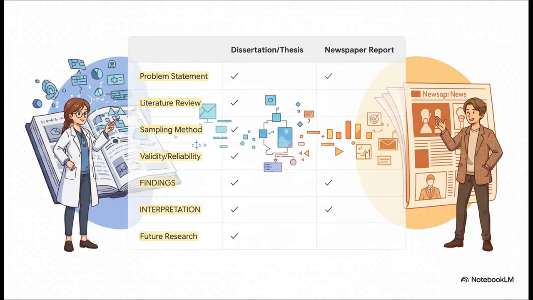Okay, this table tells the whole story. Look at what gets left on the cutting room floor. An academic thesis has to show all its work, the literature review, how they chose people, how they made sure the study was valid. The newspaper report just slashes right through all that and gets to the juicy bits. It zeroes in on the problem, the findings, and the interpretation. Basically, what's the big question? What did they find out? And most importantly, why should you care?